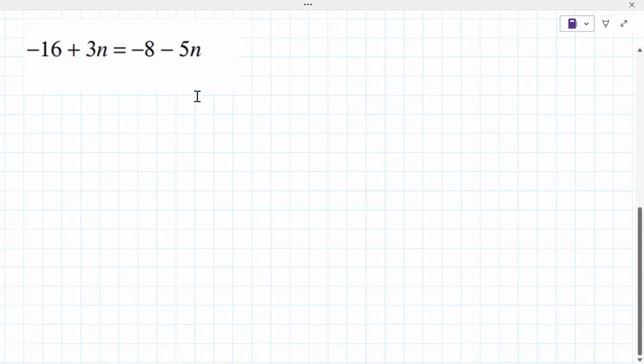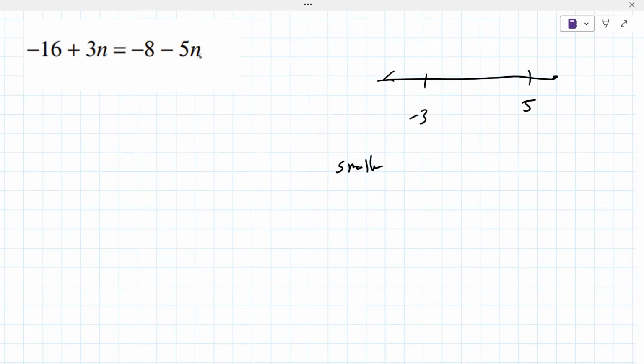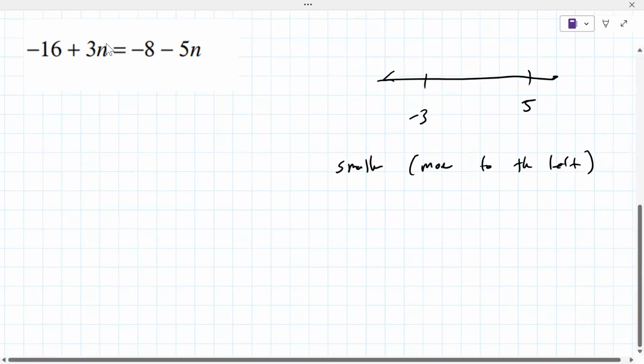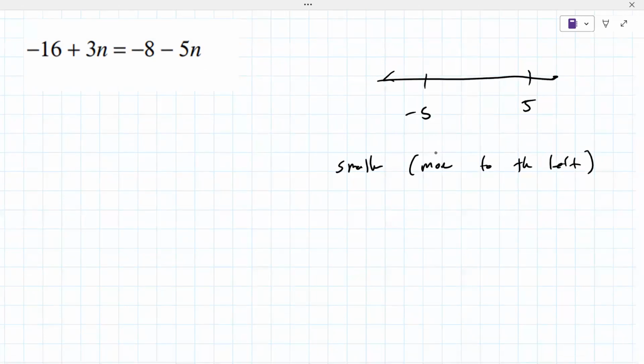So new question here, variables on both sides. 3n minus 5n, which is smaller, 3n or minus 5n? So what I'm really asking on a number line, here is 5, here's -3. The smaller means more to the left. Okay, so -5n. Oops, I'm sorry. -5 and 3. Yes. So in this case, you want to move -5n left, and you do that by adding 5n to both sides.